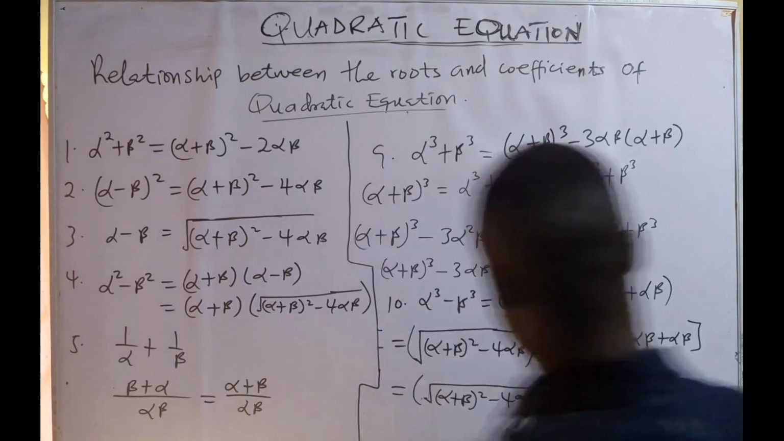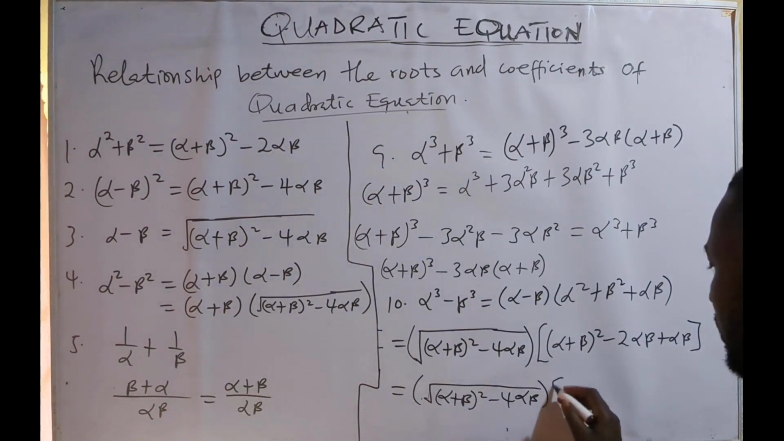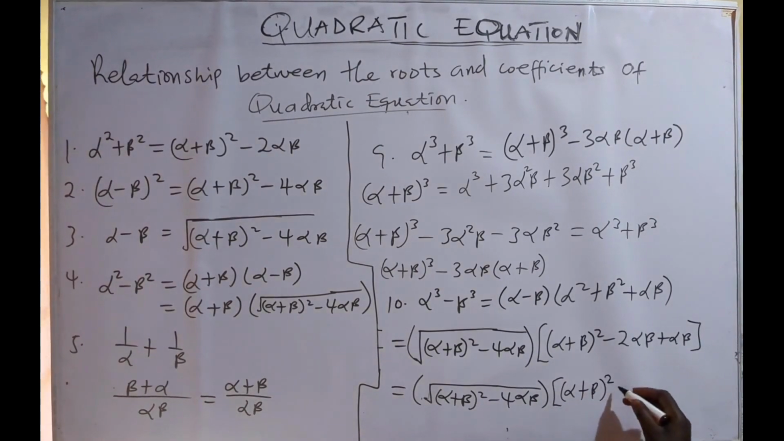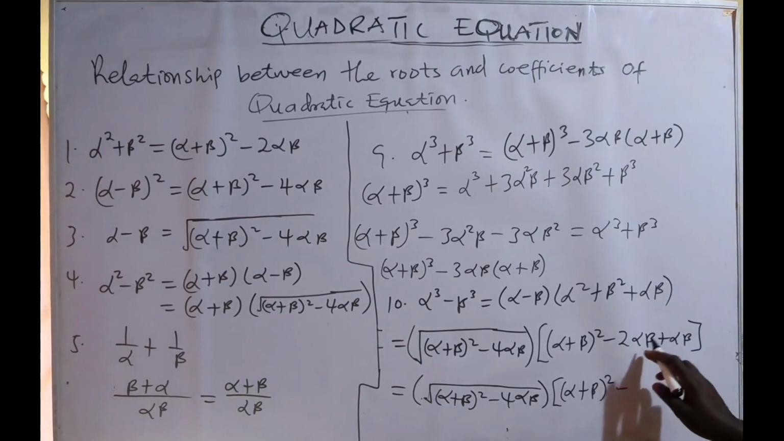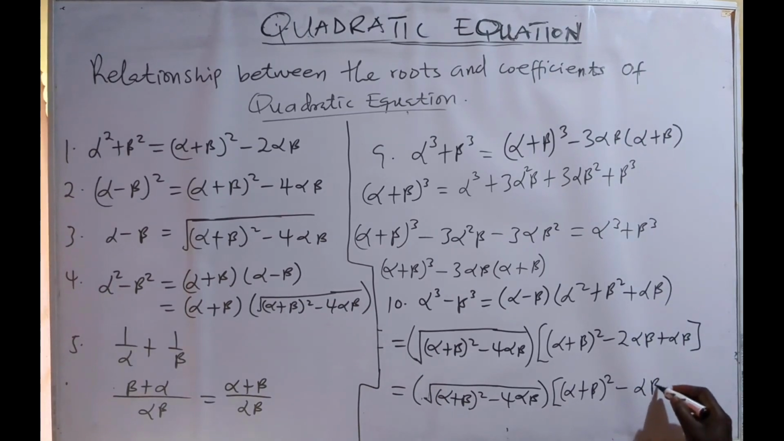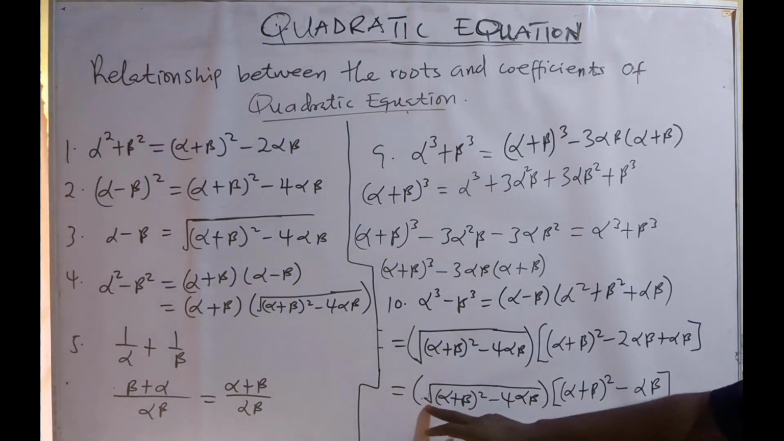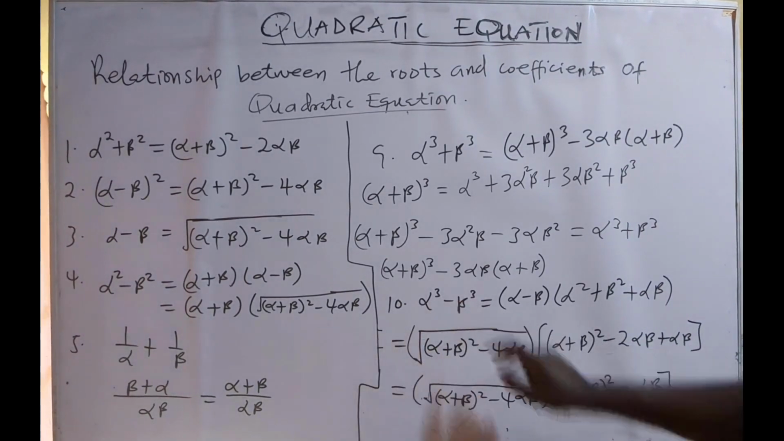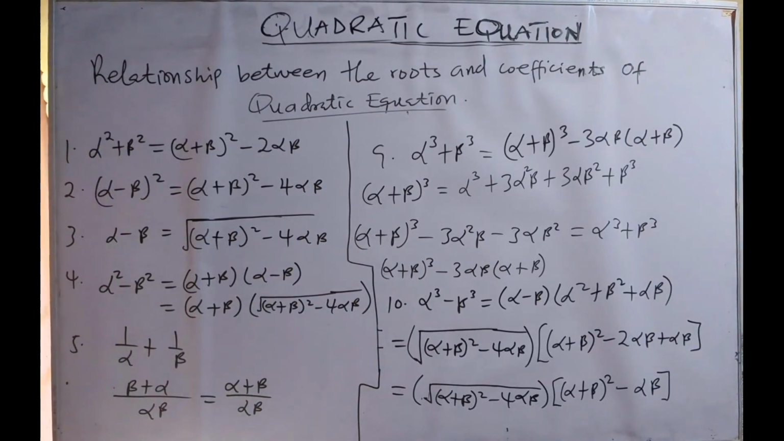Then we will have alpha plus beta all squared minus 2 alpha beta plus alpha beta will give minus alpha beta. Okay, minus 2 plus 1. So this is what we are going to have. Square root of alpha plus beta all squared minus 4 alpha beta multiplying alpha plus beta all squared minus alpha beta. So that is alpha cube minus beta cubed, right?